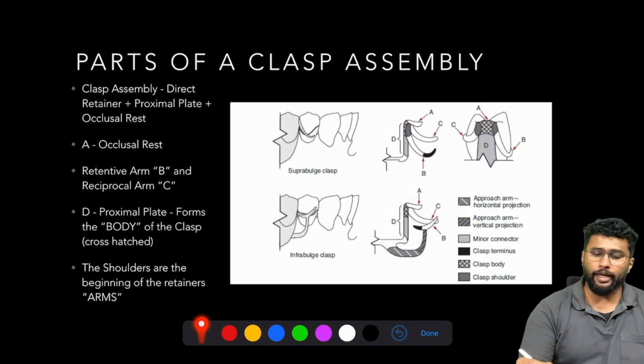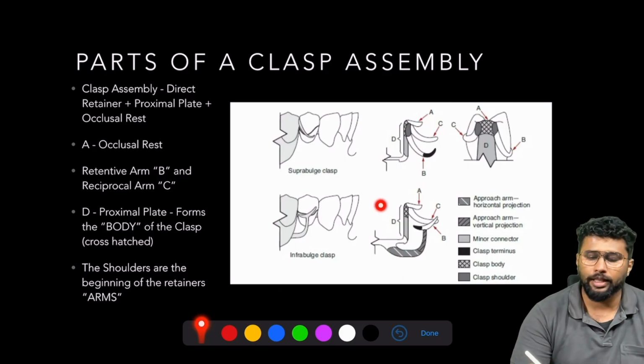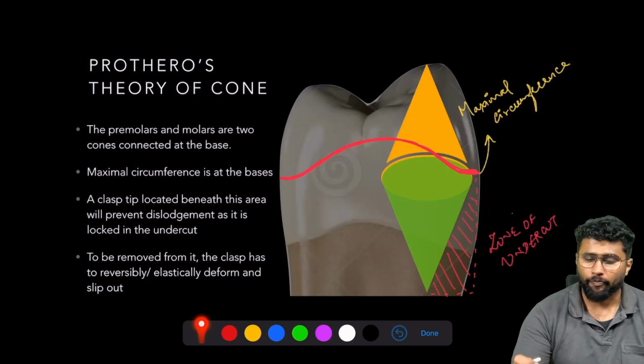All right. So an infrabulge clasp also has a similar structure. You have an approach arm that is extra, that you do not see in a circumferential type. But of course, you have the proximal plate, you have the occlusal rest, you will have your retentive terminal, and so on. So these are the parts.